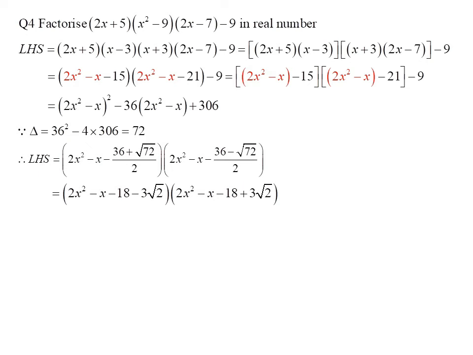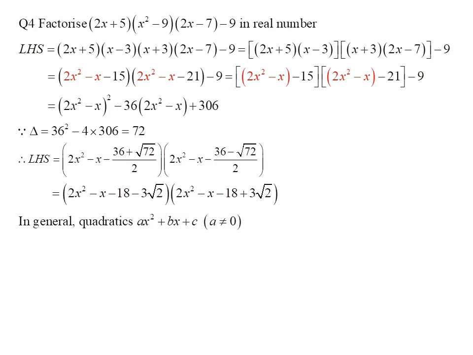Based on the quadratic formula, the factorized form of this trinomial can be written down straight away, and it is simplified as displayed on the screen. Now let me briefly explain the formula method we just used to factorize the quadratic trinomial.